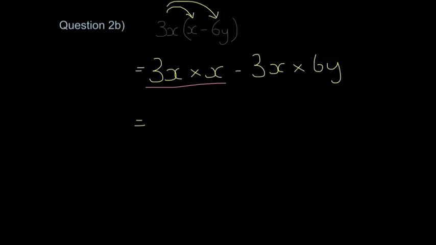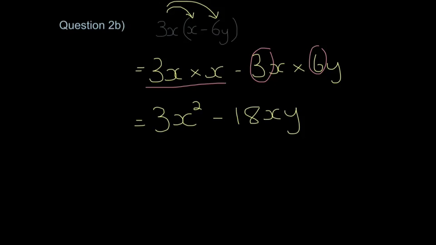Let's look at this half here first. There's no other numbers, so it's going to be 3, but we've got 2 x's. So the 2 x's multiplied by each other become x squared. In the second half of it, we've got 2 numbers. We've got the number 3 and the number 6. 3 times 6 is 18. And then we have the x times y, so we just write 18xy. And that's the final solution for that question.